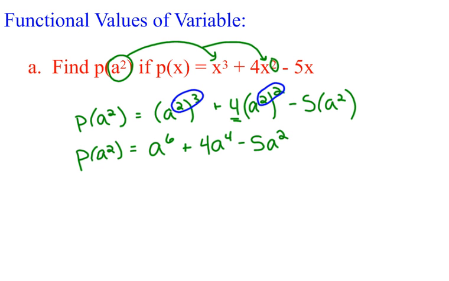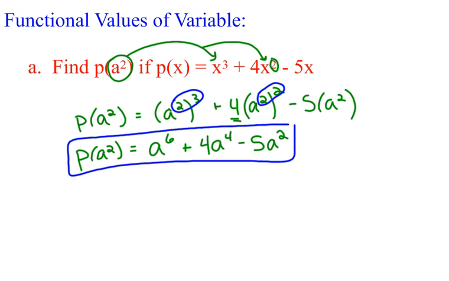So when you put it all together, you get p of a squared equals a to the 6th plus 4a to the 4th minus 5a squared. This is an example of an equation that has a degree of 6, and its leading coefficient is 1.